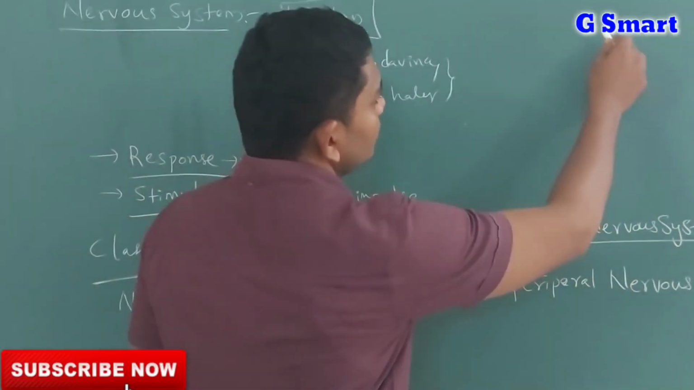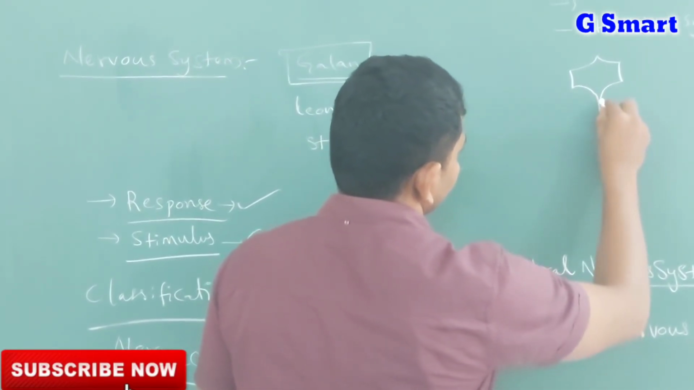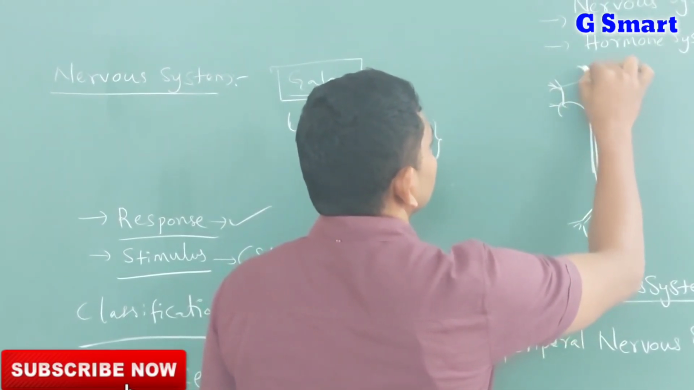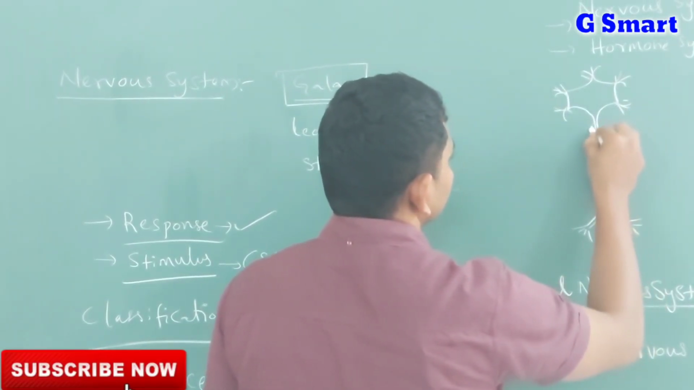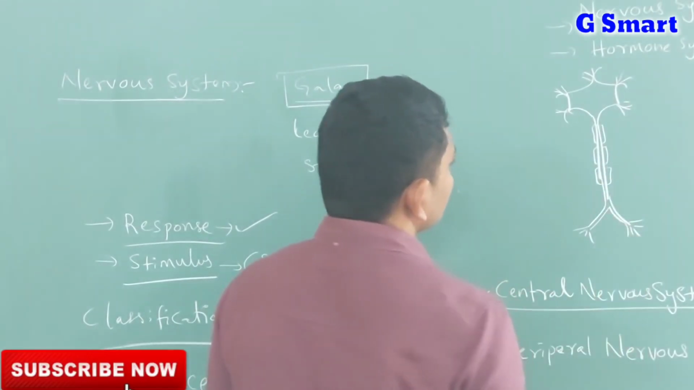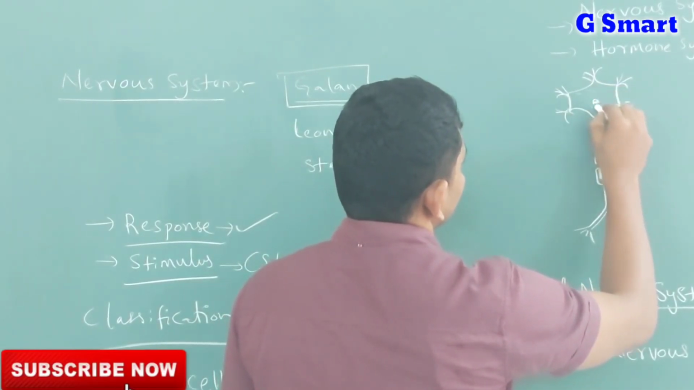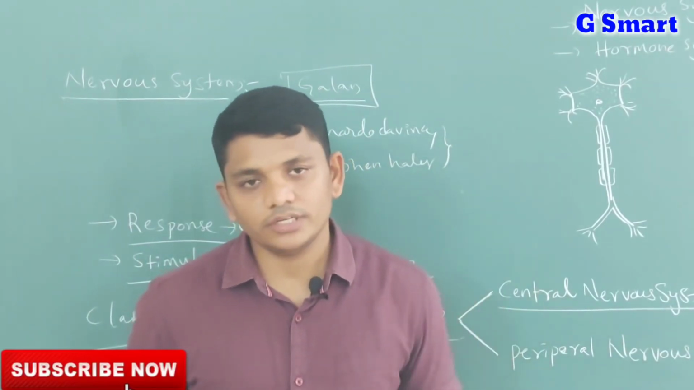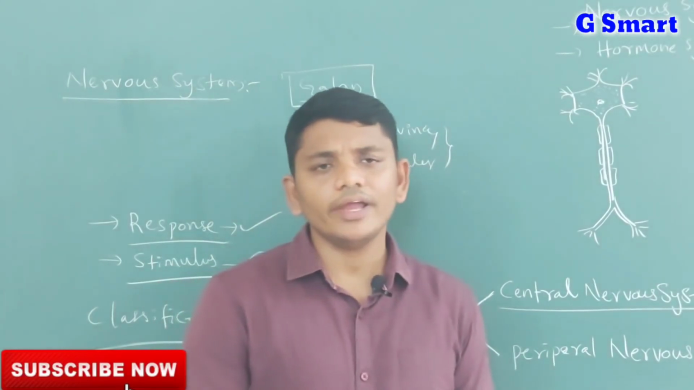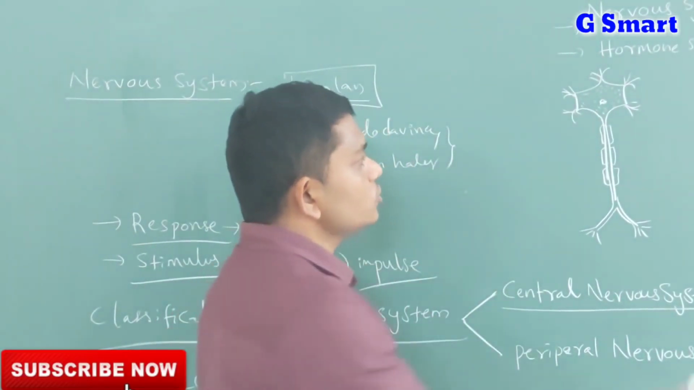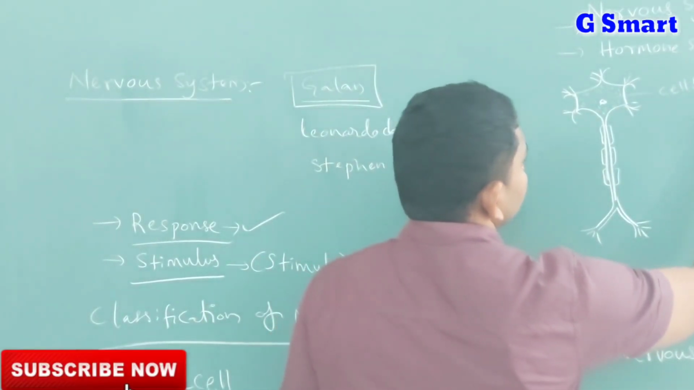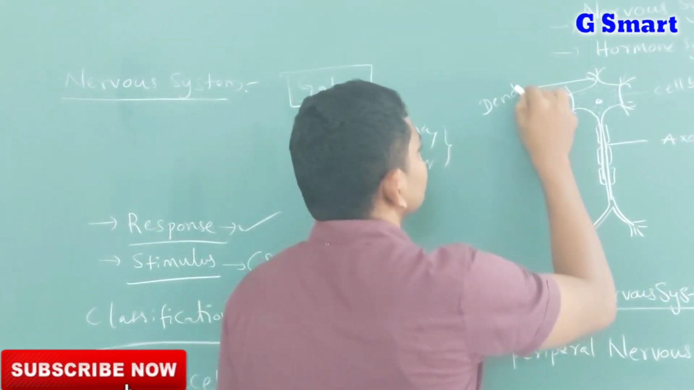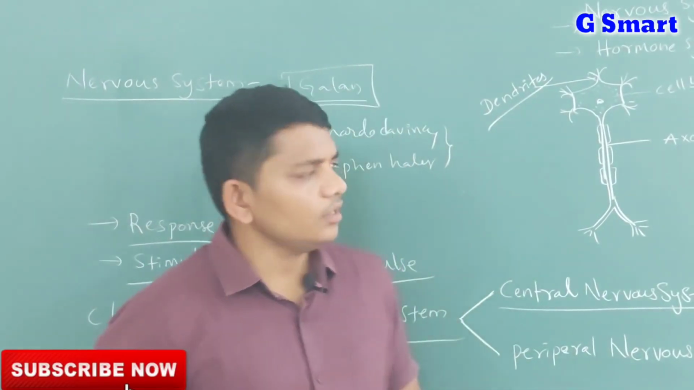I will draw here the structure of the nerve cell. This is the general structure of the nerve cell. In the nerve cell, we can find three important parts. First one is the cell body or cyton, and then axon, and dendrites.